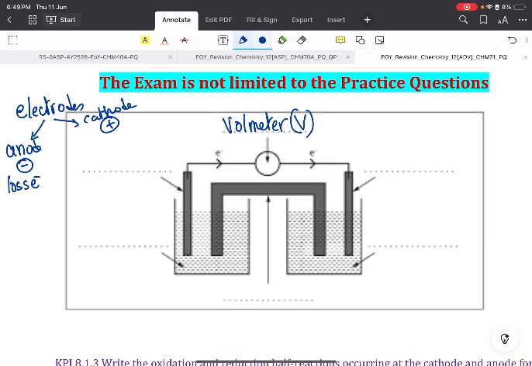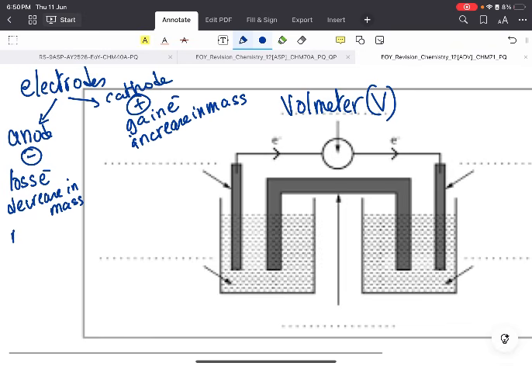Anode is the electrode that loses electrons. Cathode is the electrode that gains electrons. Anode is the one that decreases in mass and cathode is the one that increases in mass. Now, anode has the most reactive metal.